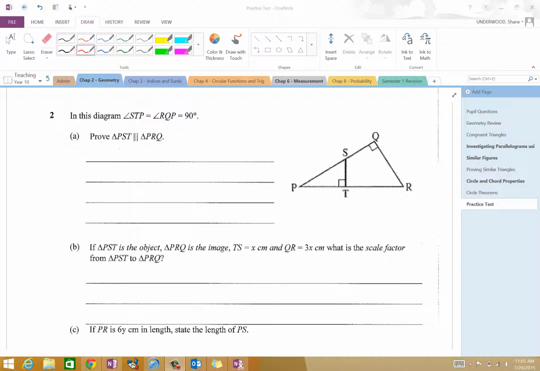It says, prove that triangle PST... still very rude. Some of you don't understand the word respect.